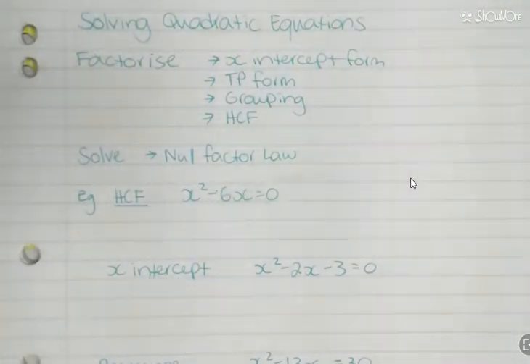Then you solve it based on the fact that it's equal to 0. Generally, we're solving it using the null factor law, which means that whatever's in each bracket has to equal 0. So you solve for what the x is to make that true. Again, you've done lots of it before. We're just going through the different examples to be a bit more explicit.